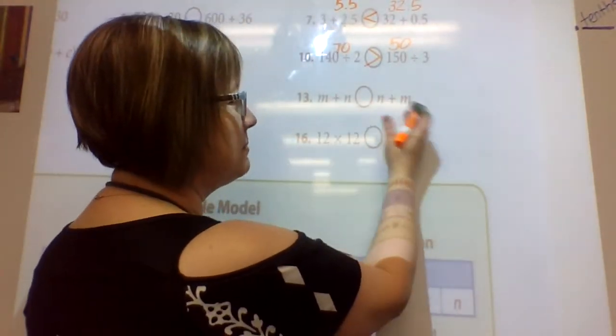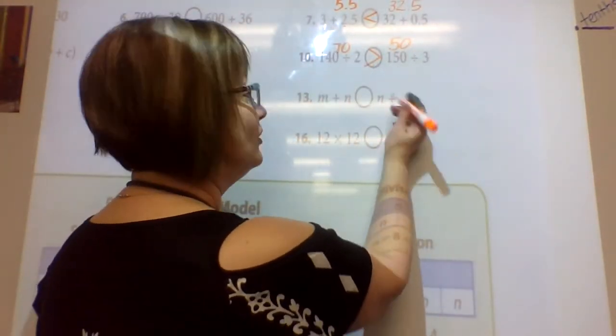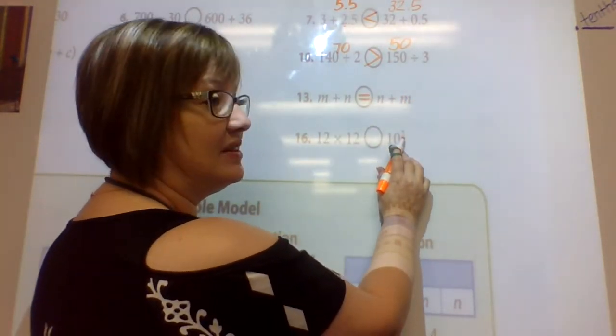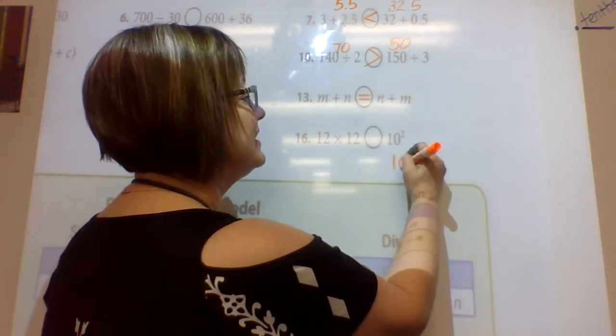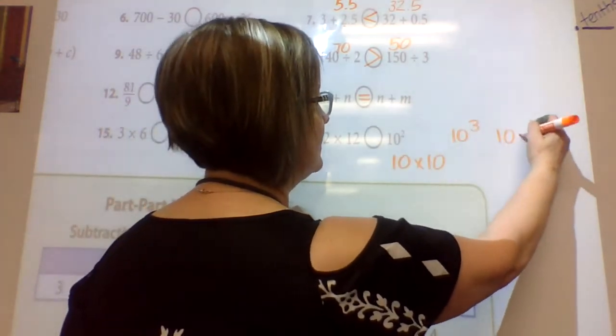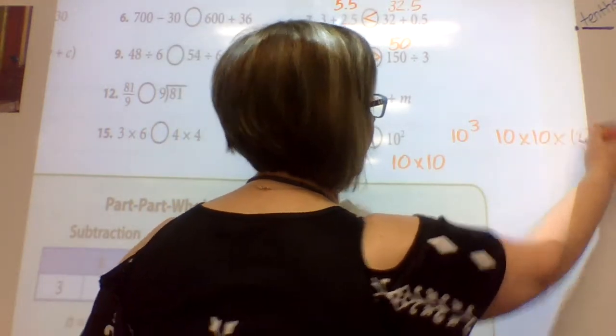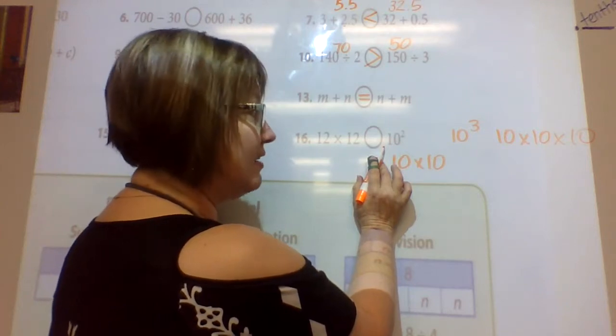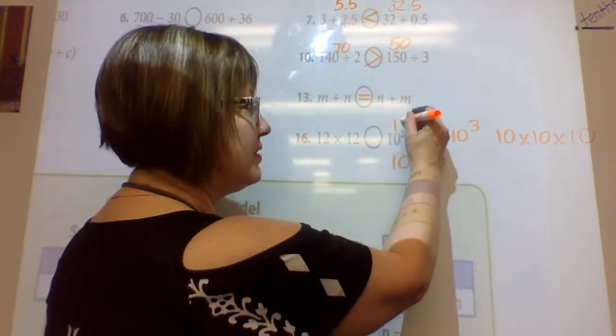That's that commutative property where it switches to the other side, but they both equal each other, don't they? And then remember this, 10 to the second power. So that means 10 times 10. If it was 10 to the third power, that would be 10 times 10 times 10. Okay, so it's not just 10 plus 10, it's 10 times itself. 10 times 10 equals 100, right?